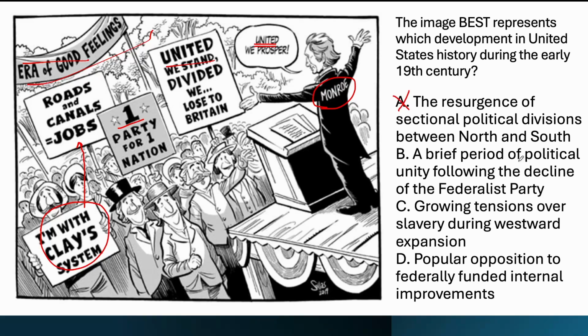A brief period of political unity following the decline of the Federalist Party. That is possible. It talks about political unity. Growing tensions over slavery during westward expansion. No. Popular opposition to federally funded internal improvements. This is not opposition, as we can see here. This is very much about unity. So we're going to go with B here. During this era of good feelings, we know that there is political unity.